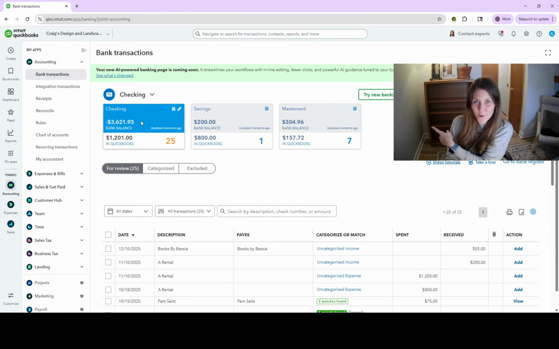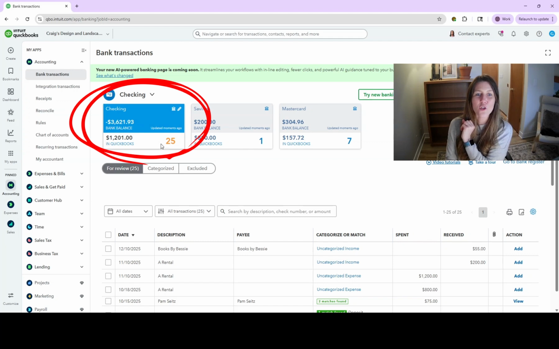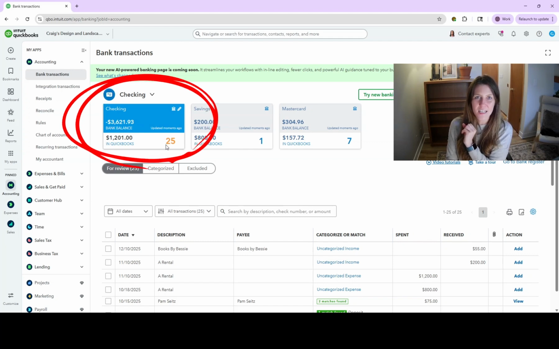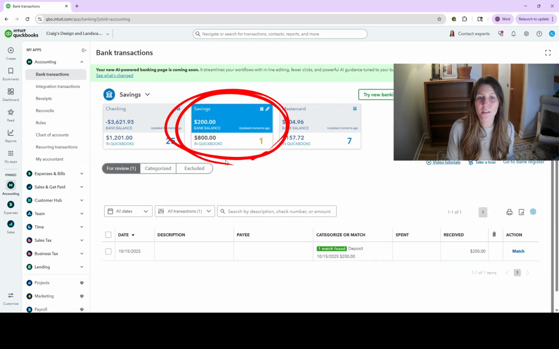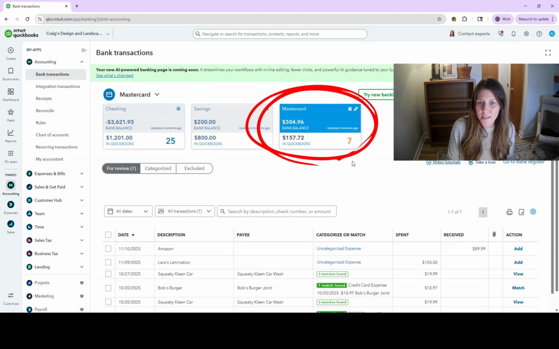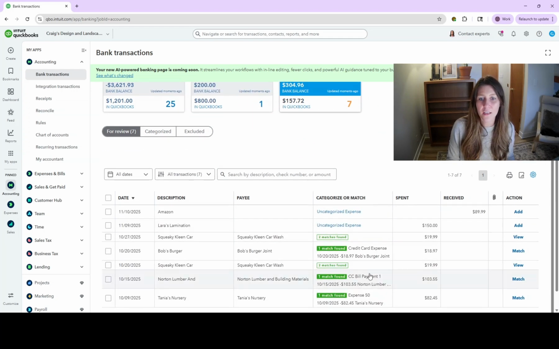On this screen here, we can see that our checking account has 25 transactions that need attention. Those are all listed right down here. I can also see there is 1 transaction in the savings account that needs to be posted and 7 transactions under the MasterCard that need to be posted.